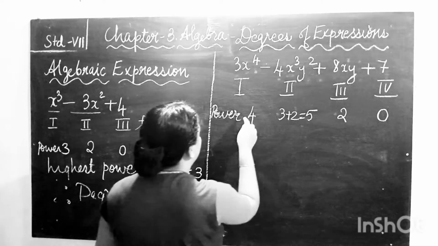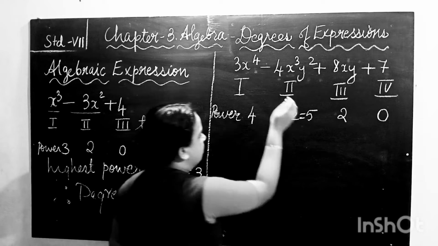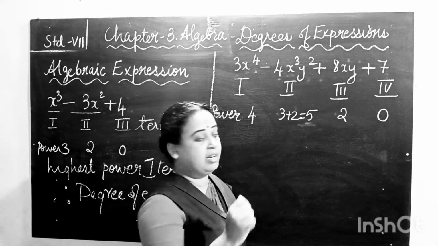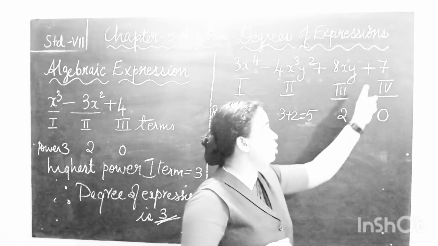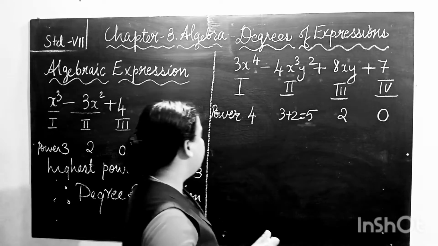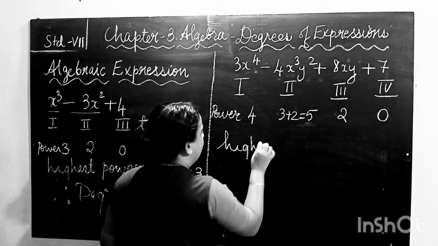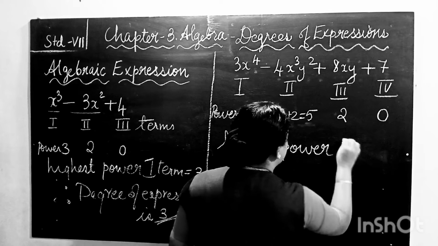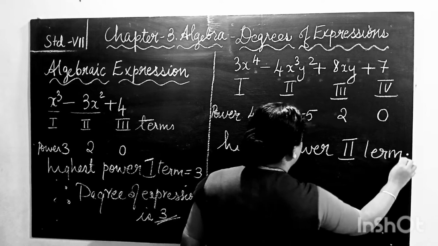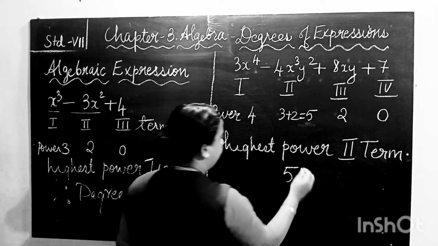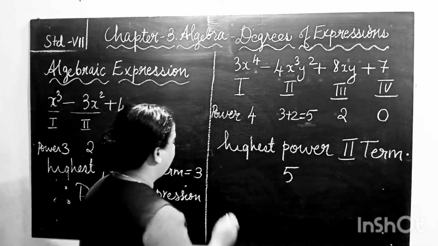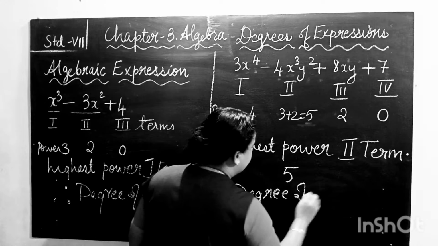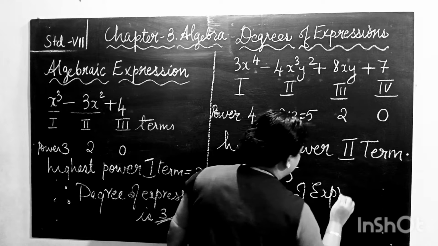Now let us look here. The power is 4 in the first term and 5 in the second term, so 5 is the highest power here. In the third term it is 2, and in the constant term it is 0. The highest power is in the second term, and that highest power is 5. Therefore the degree of this algebraic expression is 5.